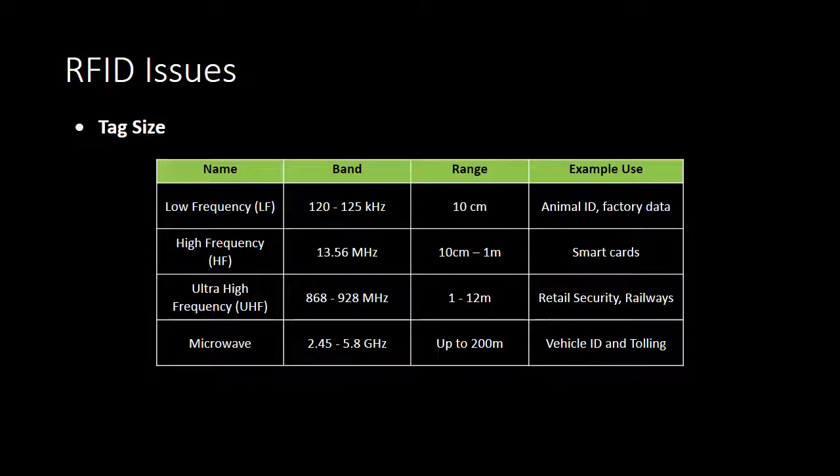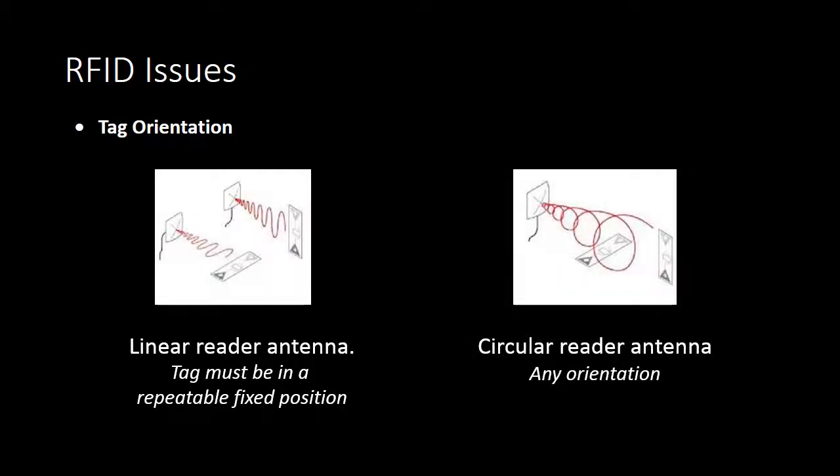Tag size. Similar UHF tags can vary in read range from 1 metre to 12 metres based on the size of their antenna. Larger antennas have longer read ranges. Tag orientation. If the orientation of the tag cannot be controlled, this will be a problem for the reader's linear antenna. If the reader's antenna is circular, this is not a problem.